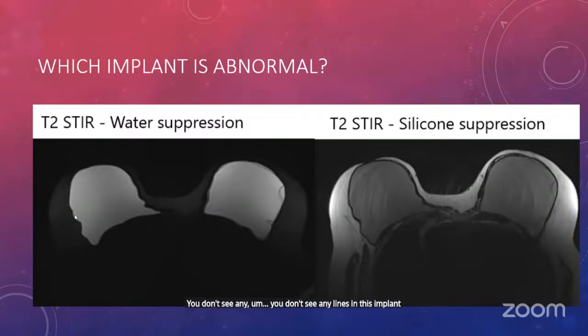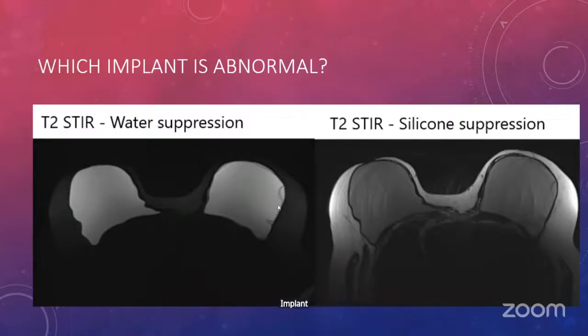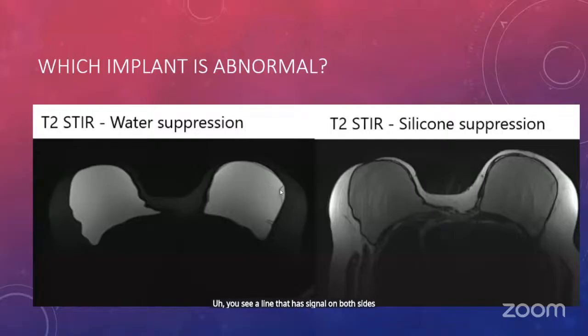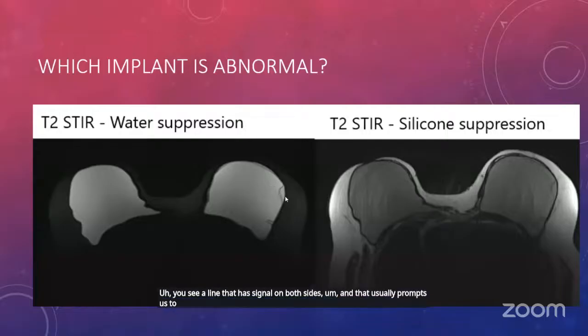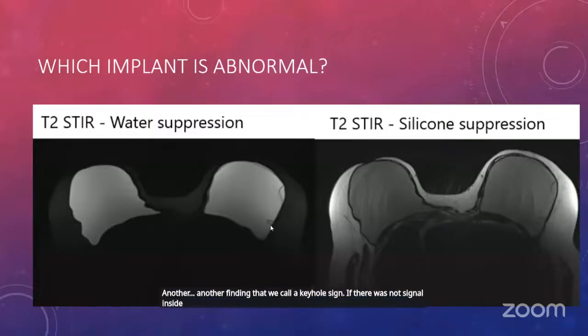Now, usually you do see something we call a radial fold, which is like the two walls of this implant approximated and folding inward. But then on the left side in this patient, you see a line that has signal on both sides, and that usually prompts us to suspect an intracapsular rupture. This also is another finding that we call a keyhole sign. If there was not signal inside this line, this is what a radial fold would look like.